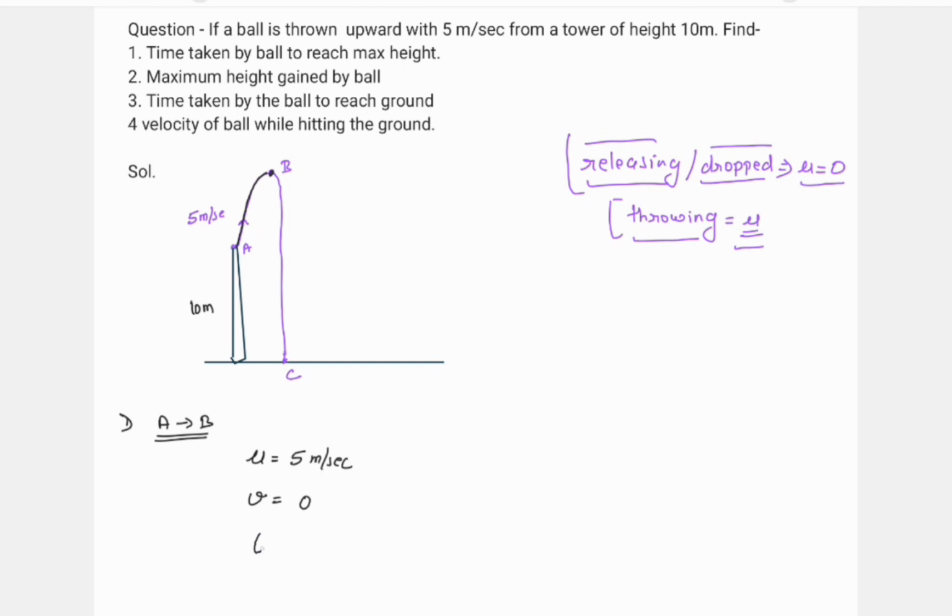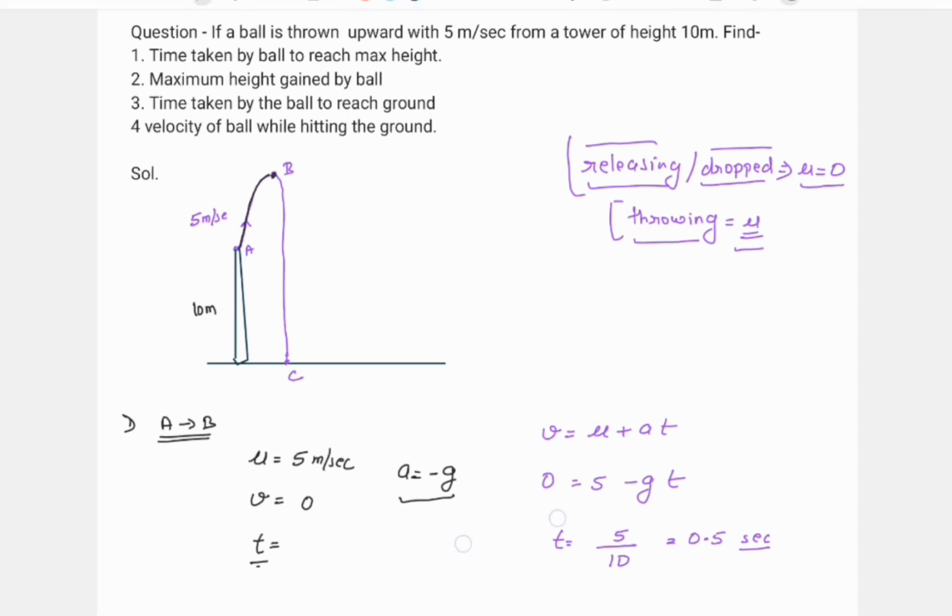Let t be the time taken by the ball to reach point B, and we know the acceleration in this case is minus g, because gravity always works downward. Now put the values and use the first equation: v equals u plus at. v is 0, u is 5, a is minus g. So t is going to be 5 divided by g. g is going to be 10, so t is going to be 0.5 seconds. It means the ball will take 0.5 seconds to travel from A to B.